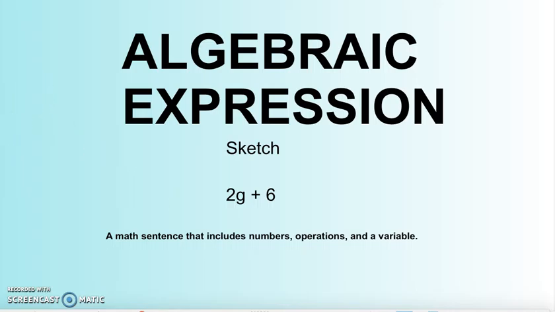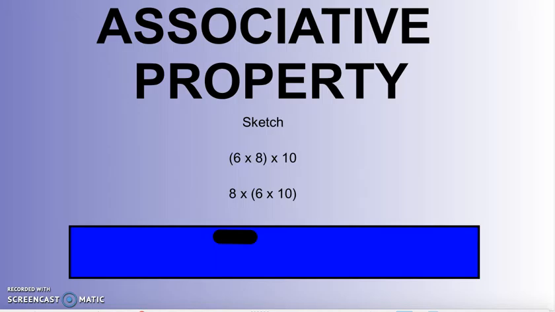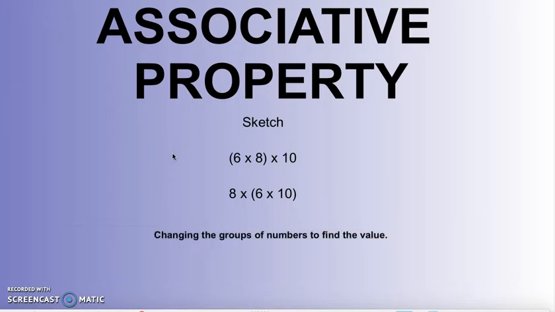Okay, how about the next word? Associative property. Here's a sketch. And pause the video, and then I am going to reveal in just a moment. Okay, so here's the definition I have: changing the groups, and that's the key word, is groups, of numbers to find the value. Give yourself a star or circle it or highlight it if you need some extra help with it.